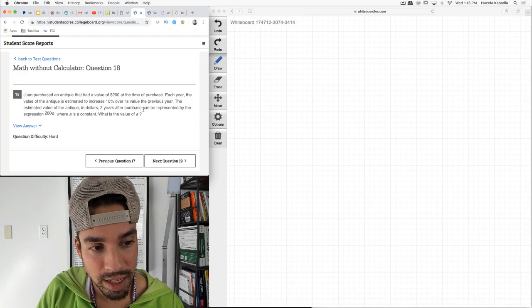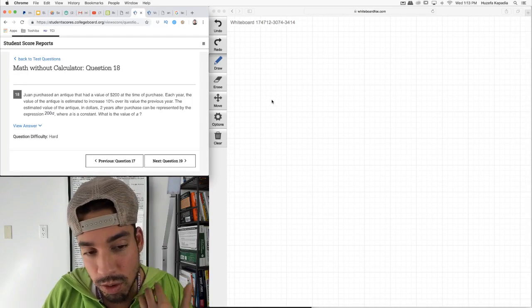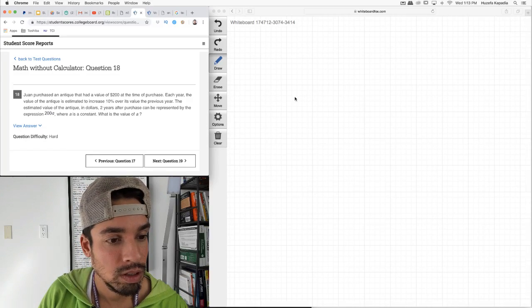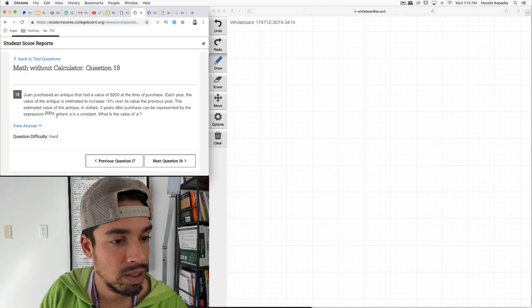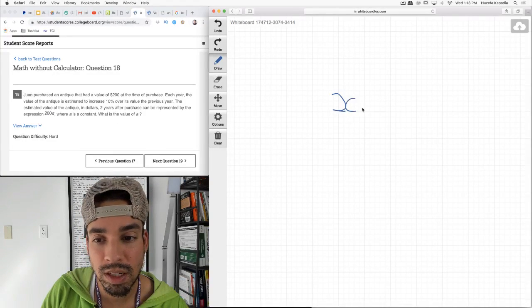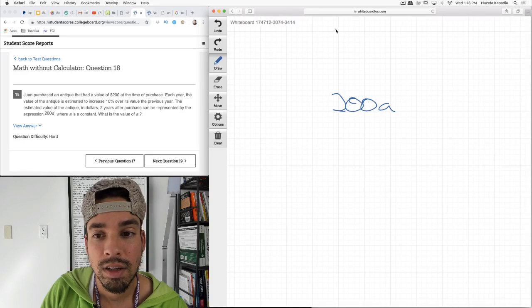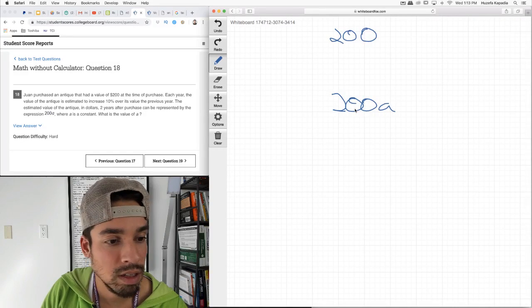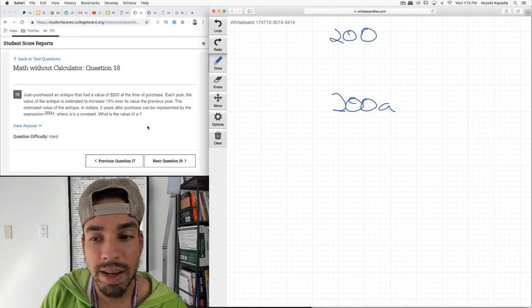Juan purchased an antique that had a value of $200 at the time of purchase. I'm losing my voice. Each year, the value increased by 10%. The estimated value of the antique in dollars 2 years after the purchase can be represented by 200A. Okay, so here's when it's purchased. Then it's another value. Then it's another value. What is the value of A?